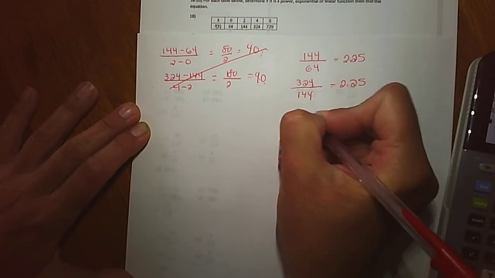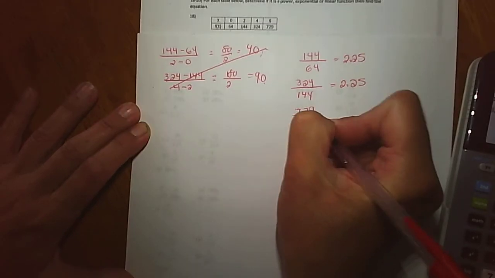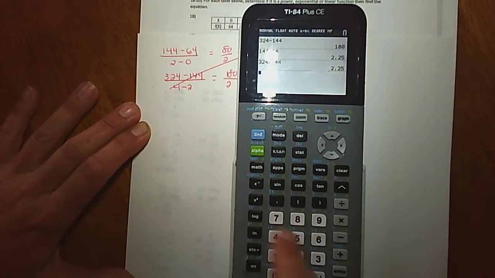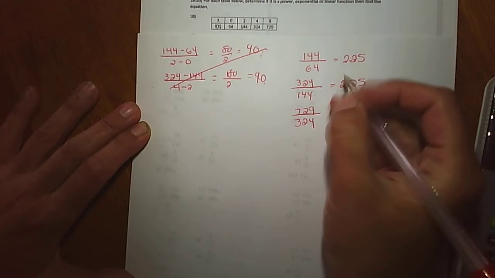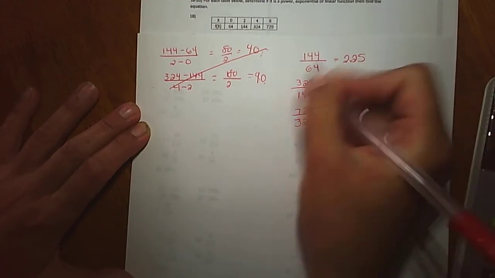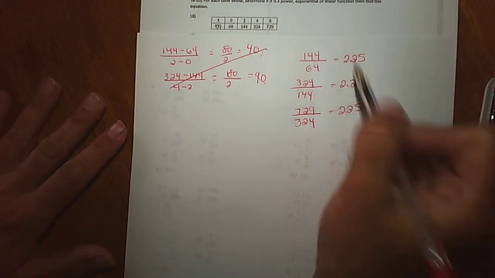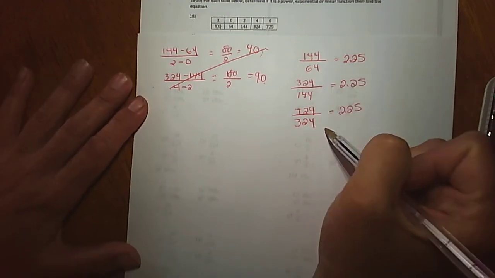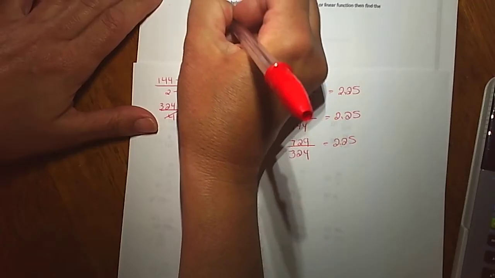This is the test for exponential. 729 over 324. I usually like to do 3 of them just to confirm it. Oh, look at that, 2.25. So since these are all the same, it's also 9 over 4 if you reduce the fractions. Because these have a constant proportion, it is an exponential function. So 18 is exponential.